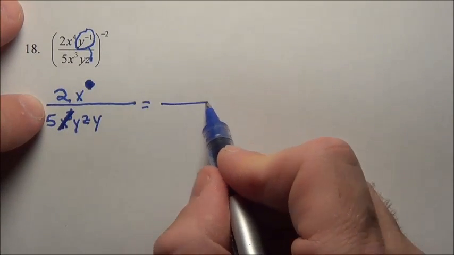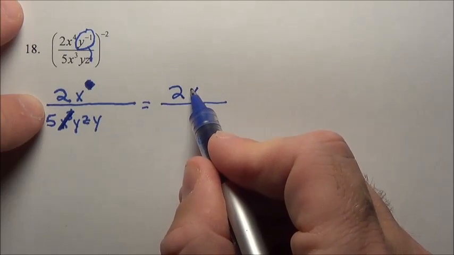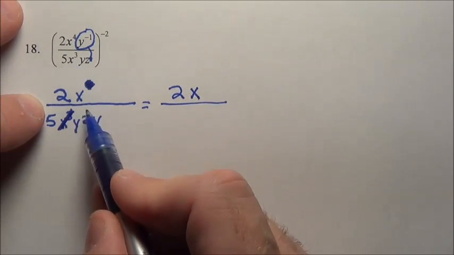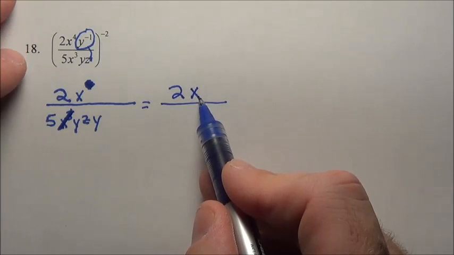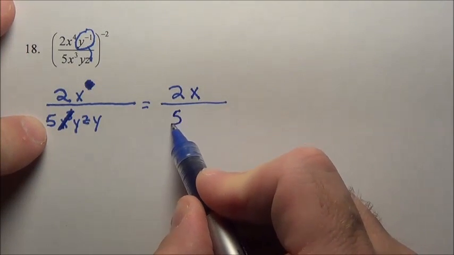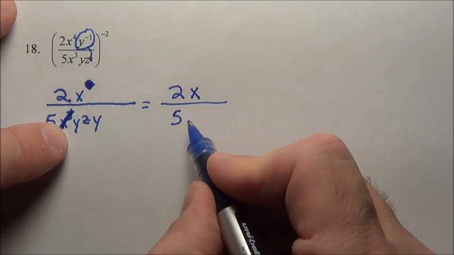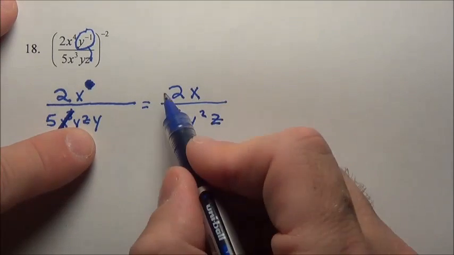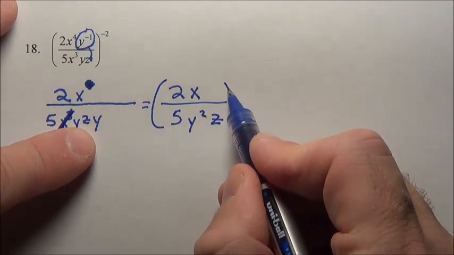We have a 2 up top, and then a single 1x. Because again, there were 4 x's and then 3 x's in the bottom, so you're left with 1x up top. We have the number 5. We have a y times another y, that's y squared. And then we have a z. And again, see how I'm being very careful taking my time.